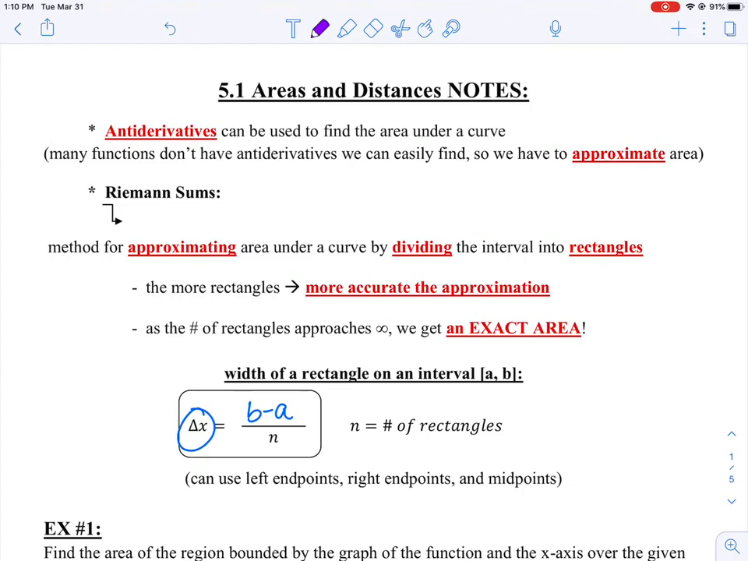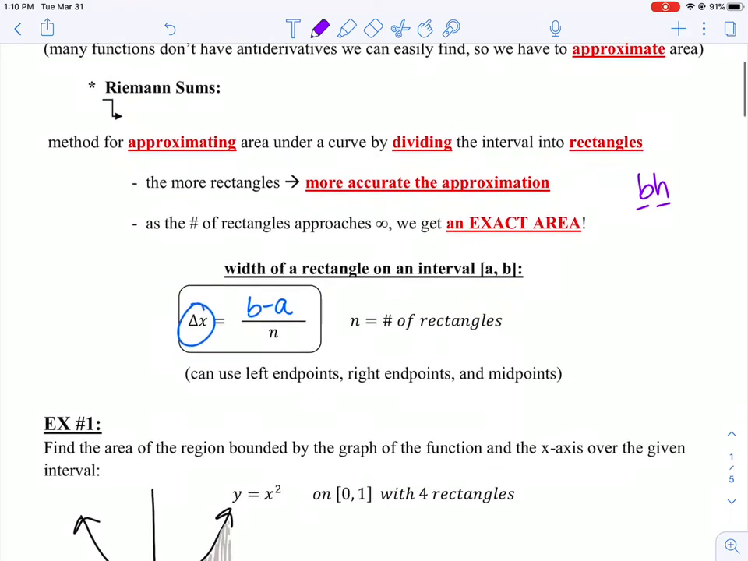Now, the more rectangles you have, the more accurate your approximation is going to be. And so I can use the area of a rectangle, base times height, and I can do that a couple different times, add them together, and approximate the area. But the more rectangles I have, the better my approximation is going to be. And so as the number of rectangles gets bigger and bigger as it approaches infinity, then we end up getting an exact area underneath the curve.